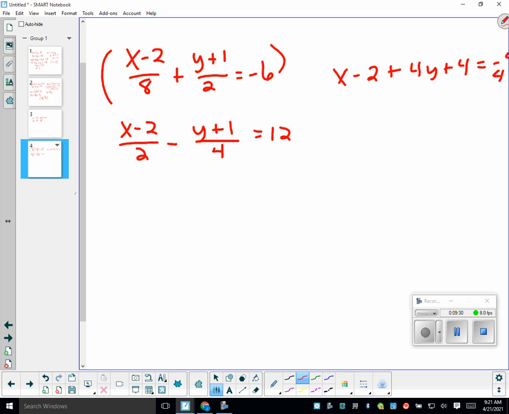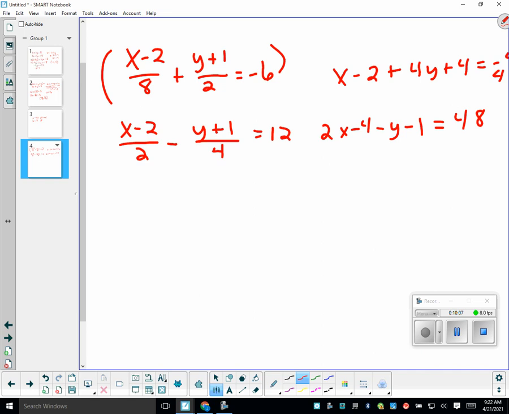And then do we have to get rid of the fractions in the bottom one? Might as well. What would we do? Multiply by 4. So I have 2x minus 4 minus y minus 1 equals 48. Is that right? No, because the negative goes with both of them. Oh, okay.